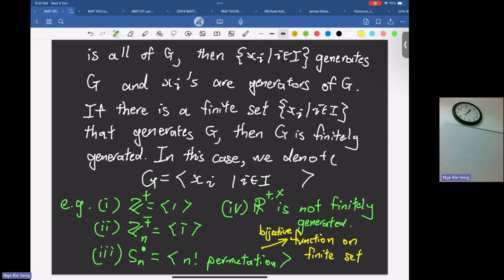Countable, uncountable, infinite set. So this is a bit like basis. Actually, someone confused basis and generator. Someone asked me about basis and generator. I forgot who already. But this is similar to the idea of vector space.